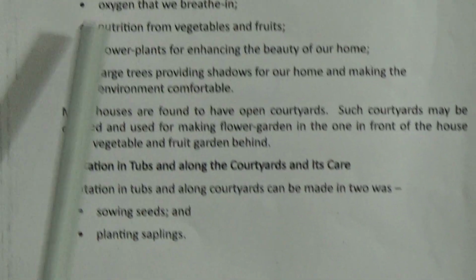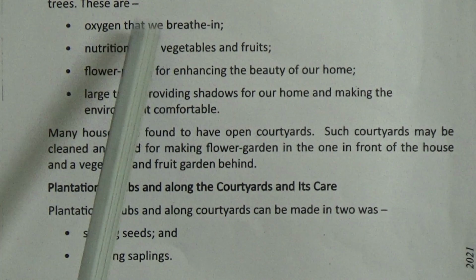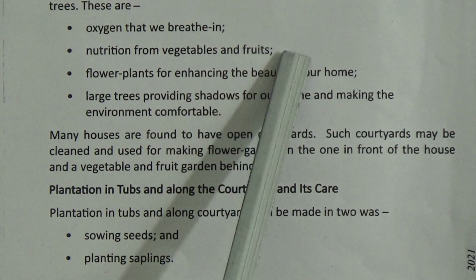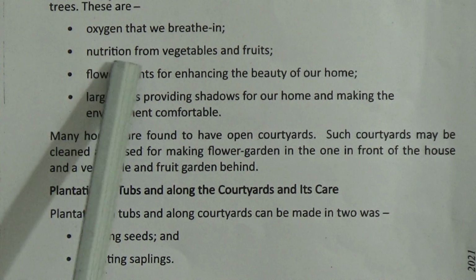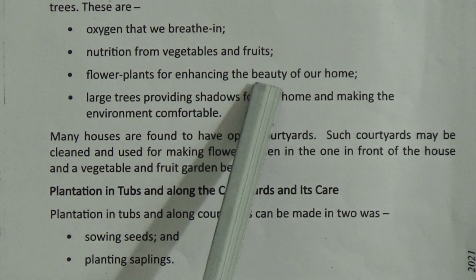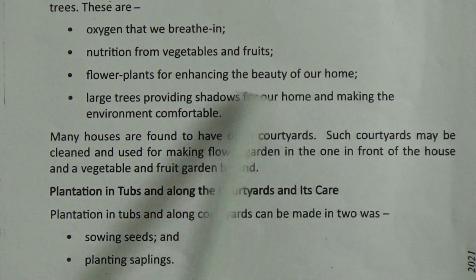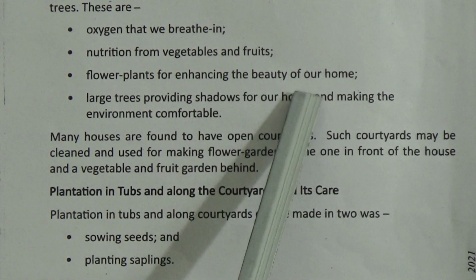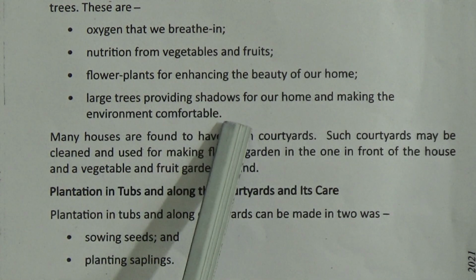Oxygen that we breathe in. Students, you know that trees give us the oxygen that we breathe in. Nutrition from vegetables and fruits. We can get nutrition from vegetables and fruits. Flower plants for enhancing the beauty of our home. So which type of plant enhances the beauty of our house? We know flower plants increase the beauty of our home. Large trees provide shadows for our home and make the environment comfortable.